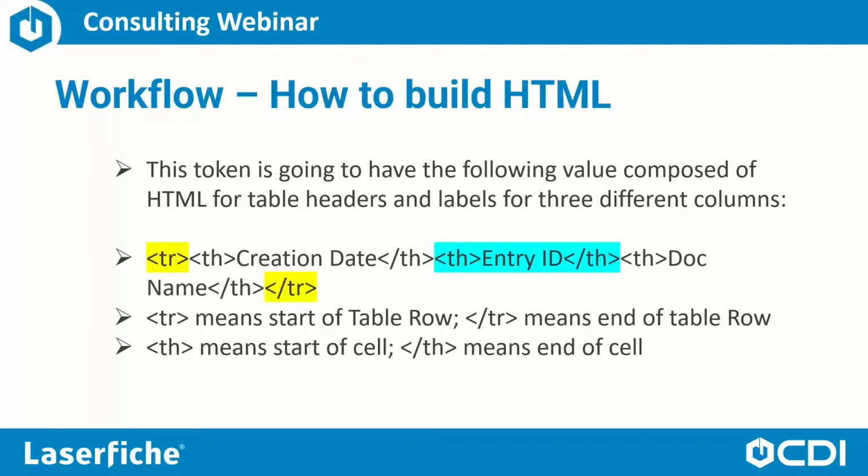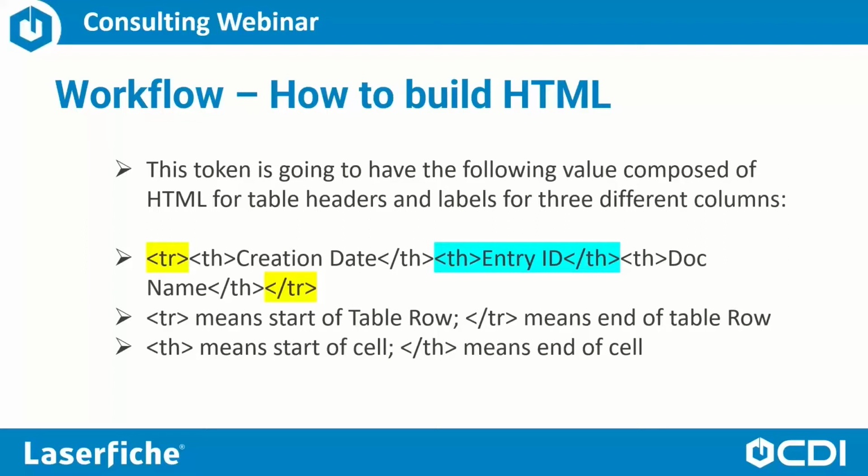Okay, so talking about the creation of that token to support the header, it's going to have the following values, and we use them to label the different columns. The entire set of 3 columns are held within this TR HTML, the start TR, and that means the start of that table row. And then it also has an ending portion. So HTML always has a start marker and an ending marker.